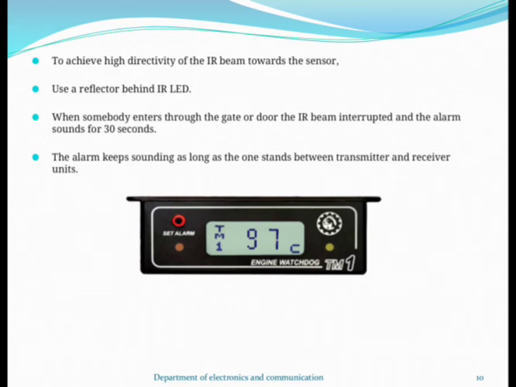When a person comes in between the transmitter and receiver units, the IR beam traveling from the transmitter to the receiver is interrupted. So the alarm will start sounding, and it lasts until the person between the transmitter and the receiver unit moves away.